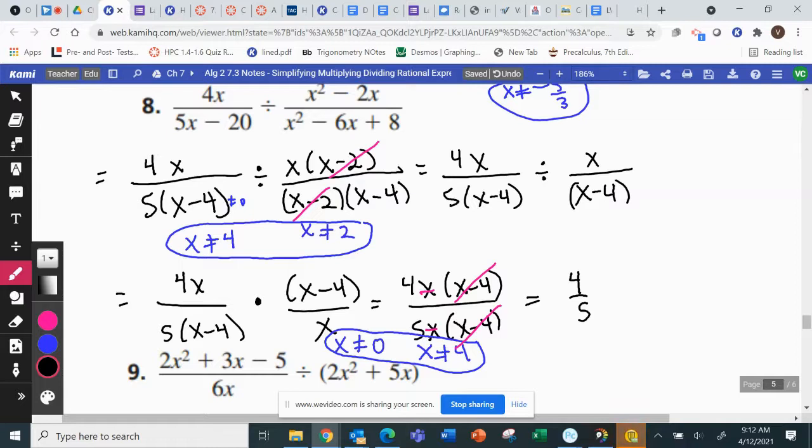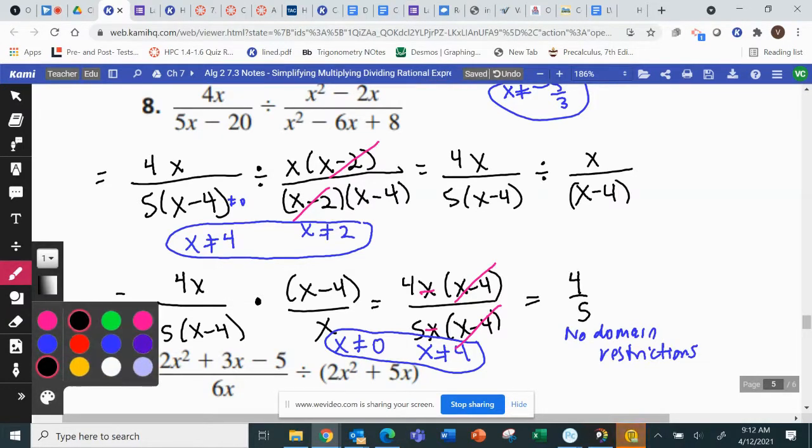Jacob, what should I do now? Check domain restrictions. Okay, well, there aren't any domain restrictions because it's just a 5. So if there's no domain restrictions, but there were, yes, Sophie? Go ahead. I was gonna ask him where the other ones were, but you're not done. Well, if there were domain restrictions, but now there's no domain restrictions, why did they go away?